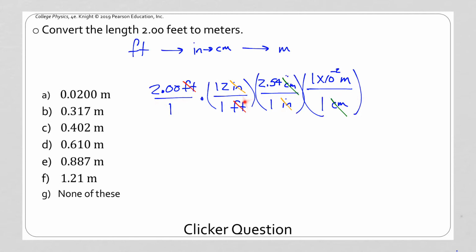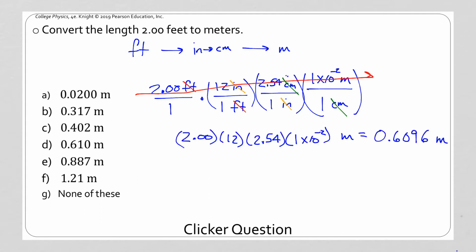I have all 1s in the denominator, so I'm just going to go ahead and omit that. I'm just going to multiply across the top. And I get 0.6096 meters. 12 inches in a foot is a definition of the relationship between those units. So these are considered perfect numbers. They don't have infinite significant figures, or you can just omit them when considering significant figures. The same thing here. The relationship between centimeters and meters is a definition as well.